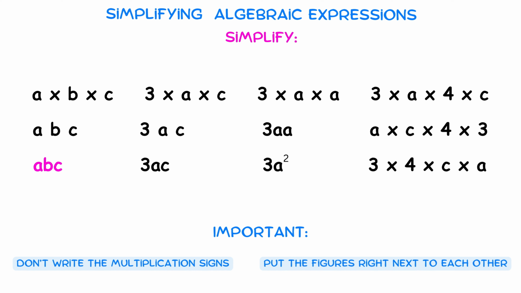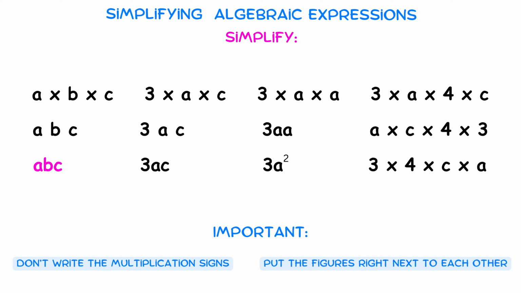If you have more than one of a particular letter being multiplied together, though, like in 3 times a times a, then you could rewrite it as 3aa, but really, we should write the aa part as a squared, because a squared is just a simplified version of a times a, so the whole thing just becomes 3a squared.